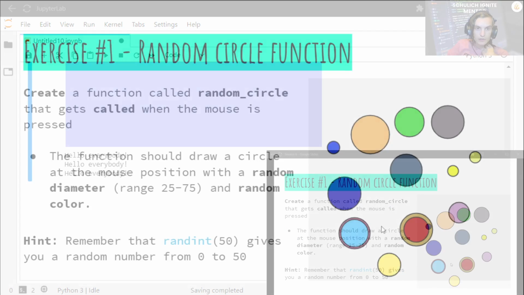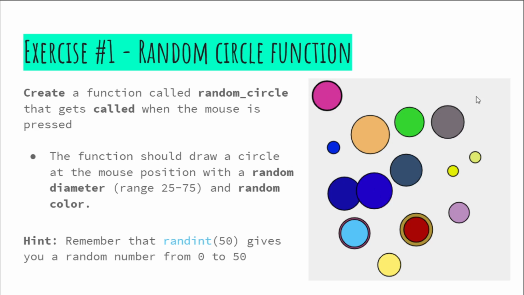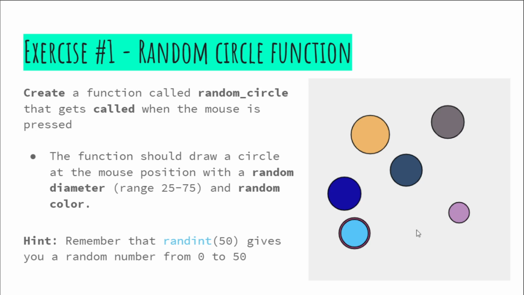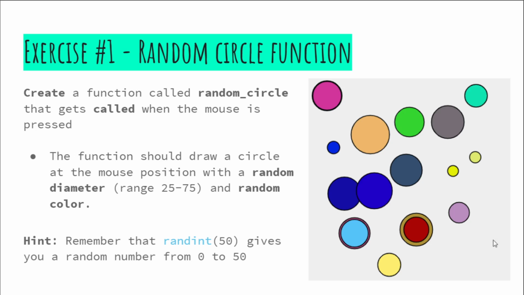And so with that, we've come to our first exercise for the evening. So here we're going to create a random circle function. We would like that function to be called when the mouse is pressed, so that should be using mouse down. The function should draw a circle at the mouse position with a random diameter and a random color.